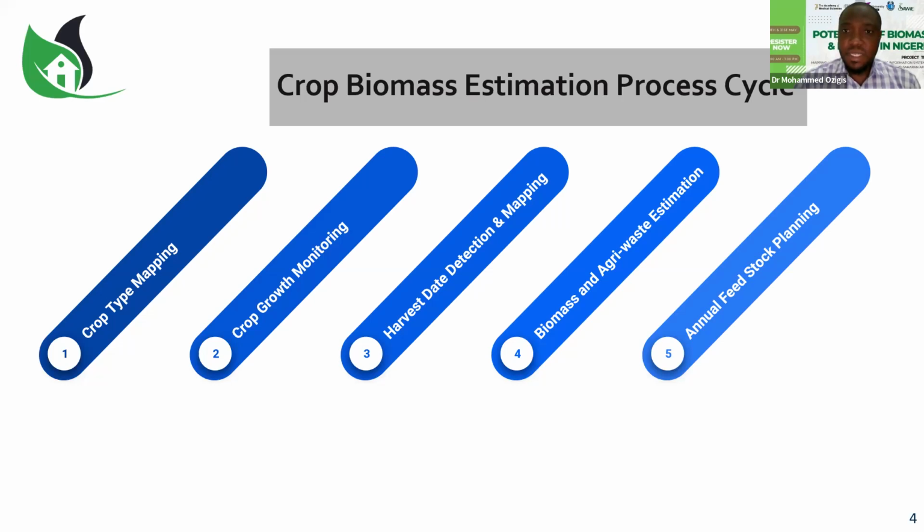The fourth process is the actual biomass and agri-waste estimation. For this process, we use satellite images. We integrate both optical and radar images to help us estimate biomass from a particular field. Once we have an idea of the biomass of that field, we're able to extrapolate the amount of residues that is expected to come out from that particular field. And then the fifth process is the annual feedstock planning activity.